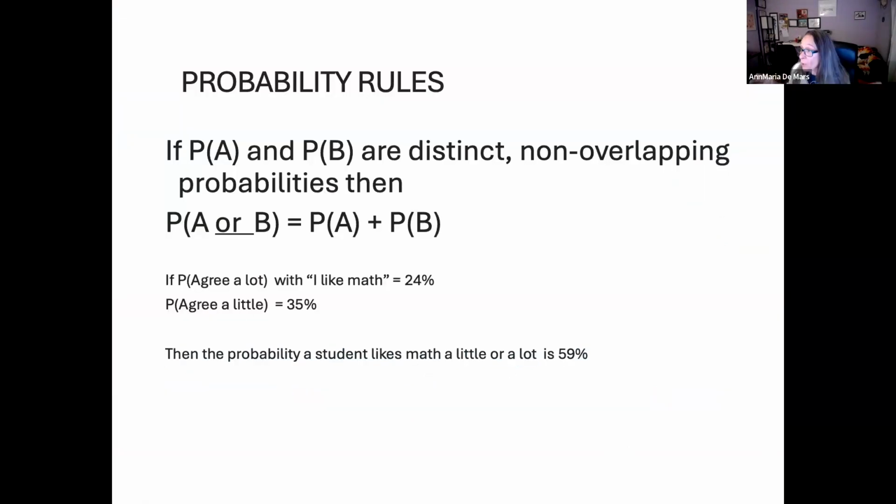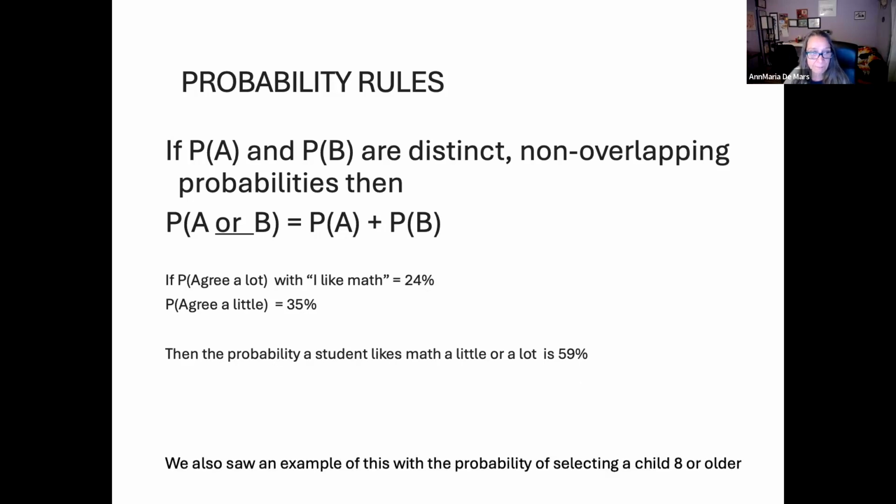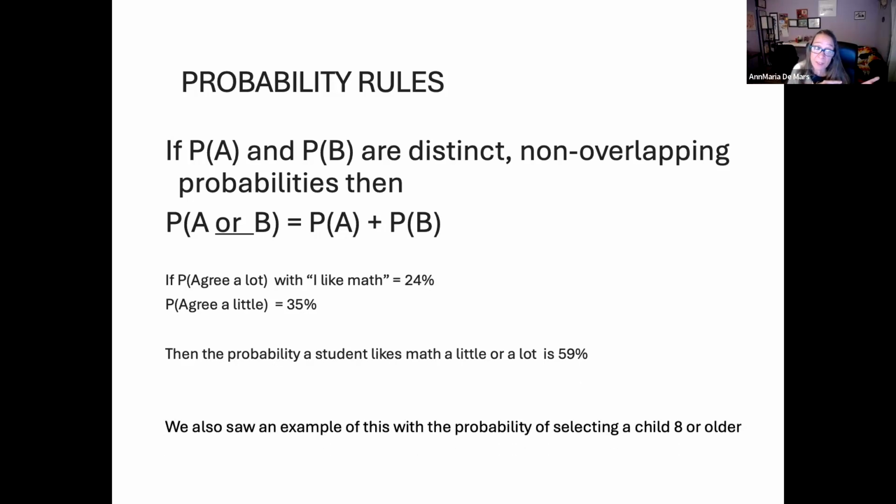If the probability of A and the probability of B are distinct, non-overlapping probabilities, then the probability of A or B equals the probability of A plus the probability of B. If we had a very large sample of students that we asked how much they liked math, and 24% of them said they agreed a lot, and 35% agreed a little, then the probability a student likes math a little or a lot is 59%, 0.59, because it's the sum of these two. We also saw an example of that in the last video with the probability of selecting a child who is 8 or older.